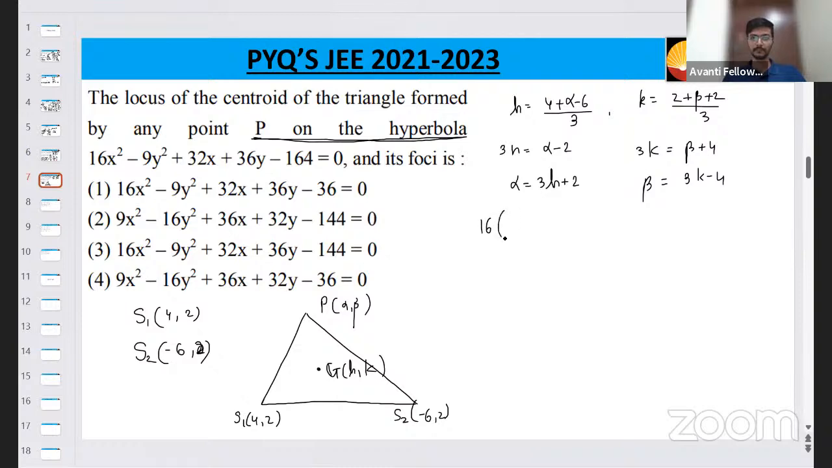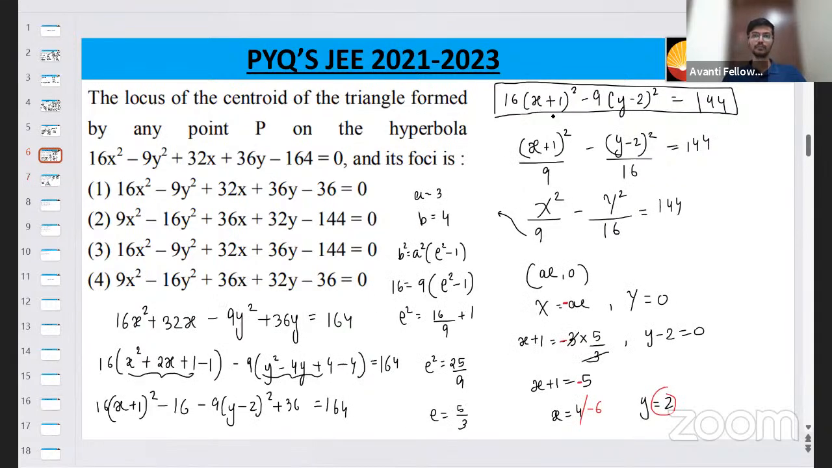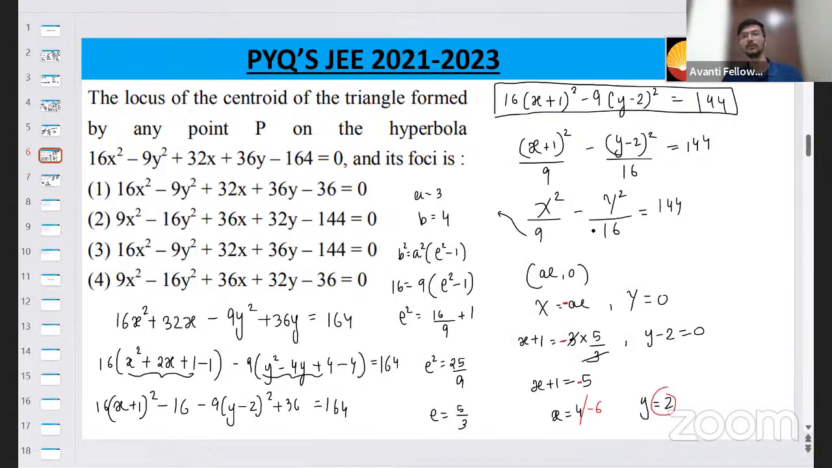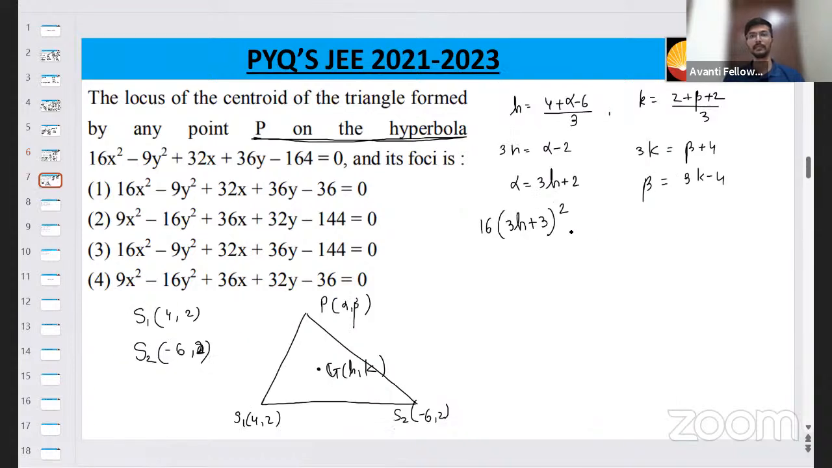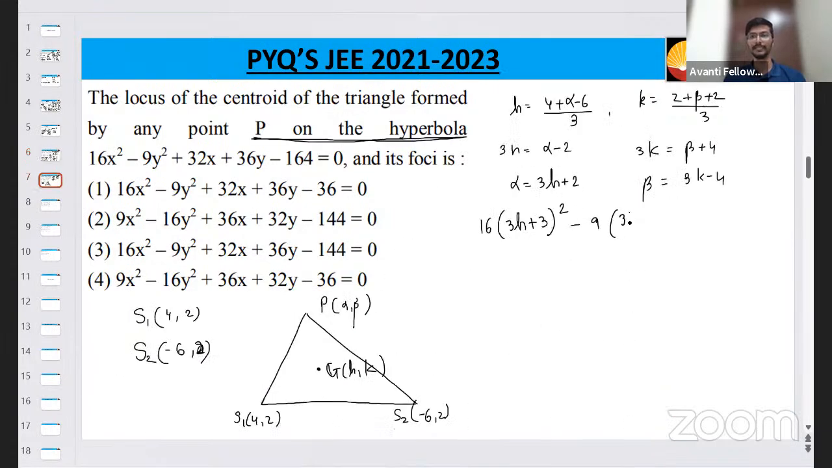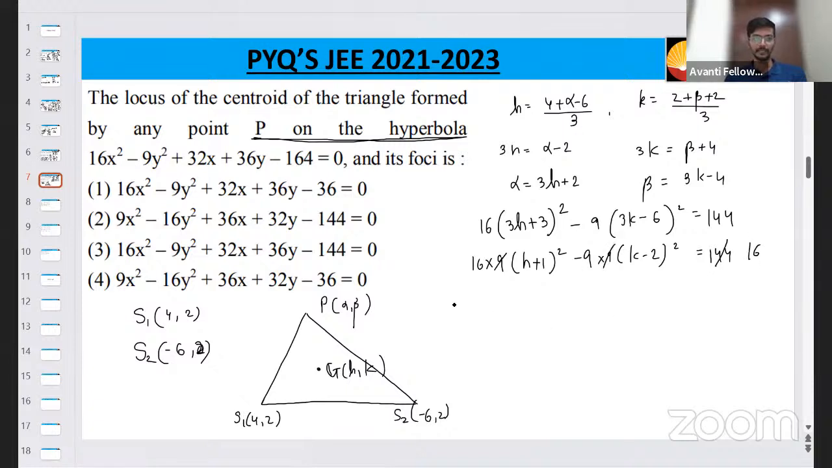16 into 3h plus 2 plus 1. So 3h plus 3, the whole square, minus 9 into y minus 2. So 3k minus 4 minus 2, the whole square equals 144. We can take 3 common, so it will become 16 into 9 times h plus 1 the whole square, minus 9 into 9 times k minus 2 the whole square equals 144. Now we can cancel out this 9, 16 and we'll open it.